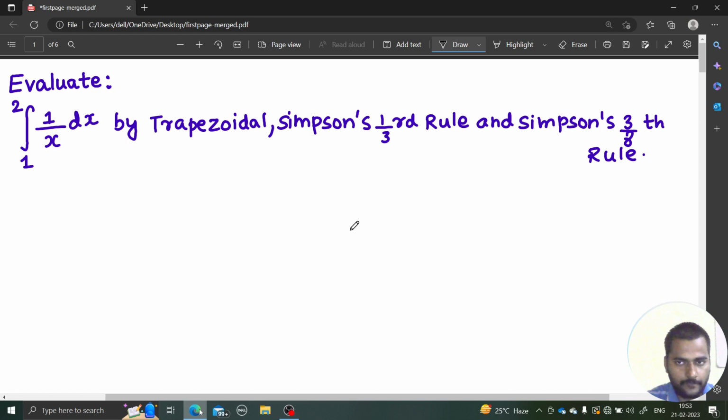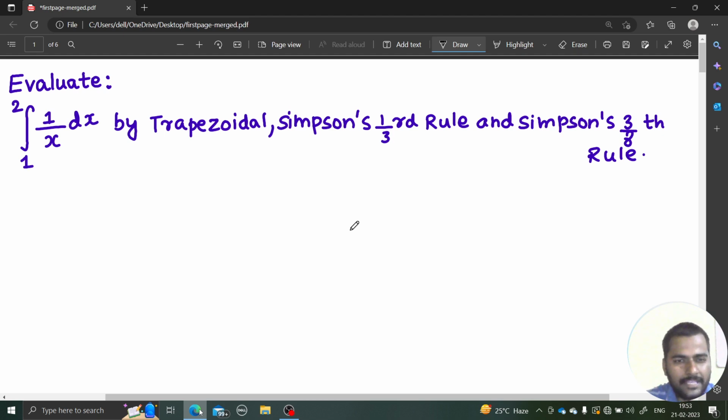Let's solve this question from numerical integration. We have been given an integral from 1 to 2 of 1 upon x dx. We need to find this integration using the trapezoidal rule, Simpson's 1/3 rule, and Simpson's 3/8 rule.